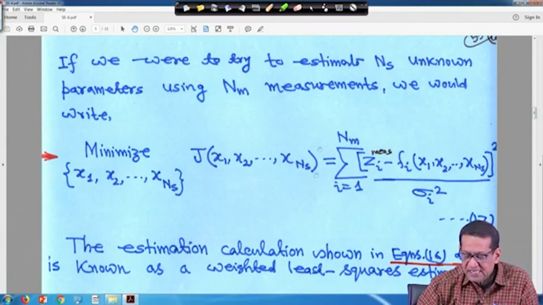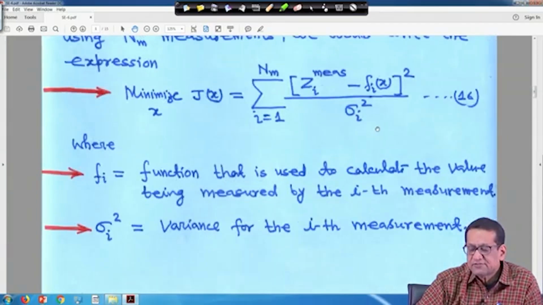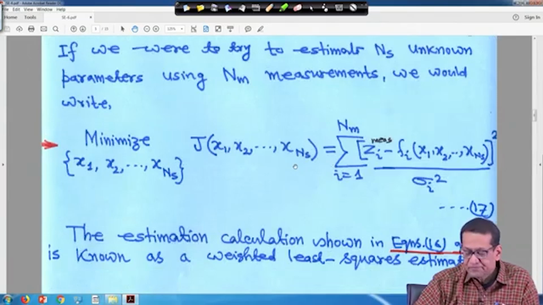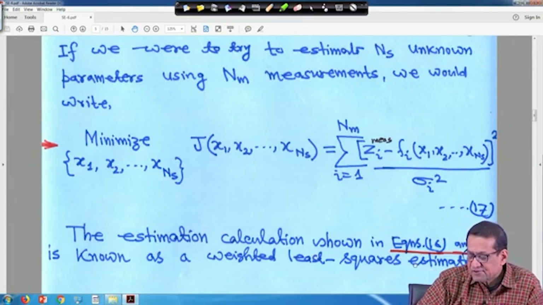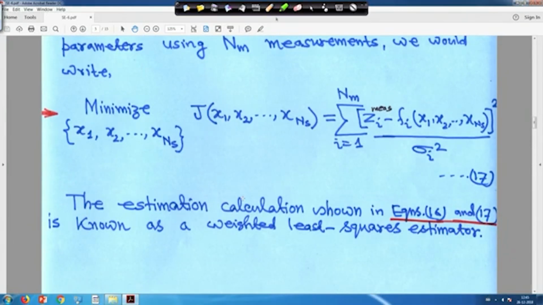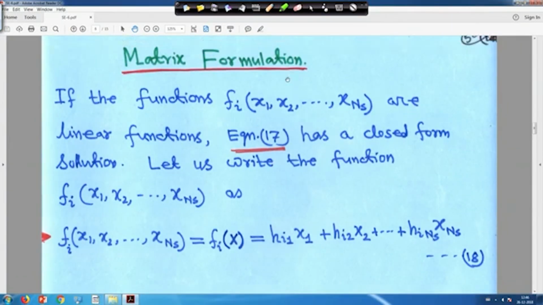The estimation calculation of equations 16 and 17, so equation 16 we have seen, and then equation 17, is known as a weighted least square estimator, right. So, actually it is called the weighted least square estimator. Again, there is a question why it is divided by sigma_i squared. Now, the matrix formulation, how we will do this.